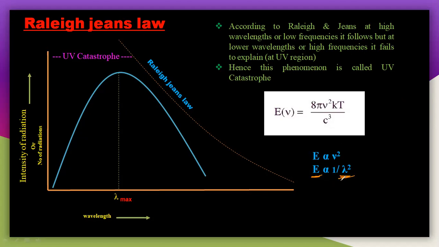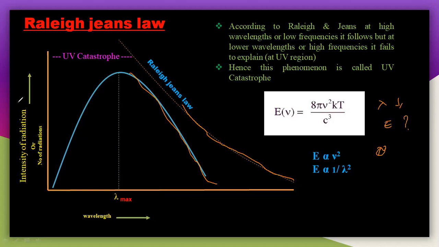So energy and lambda, that is the wavelength here. The wavelength axis is like this, and slowly we are moving towards the left side. That means the wavelength is decreasing. Slowly the wavelength is decreasing like this. See here, what happens? The graph is moving towards the left side. That means we are decreasing the wavelength here. So what happens to the energy here?